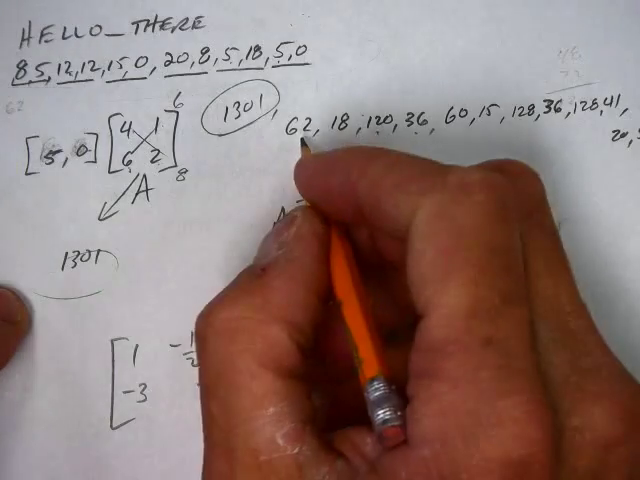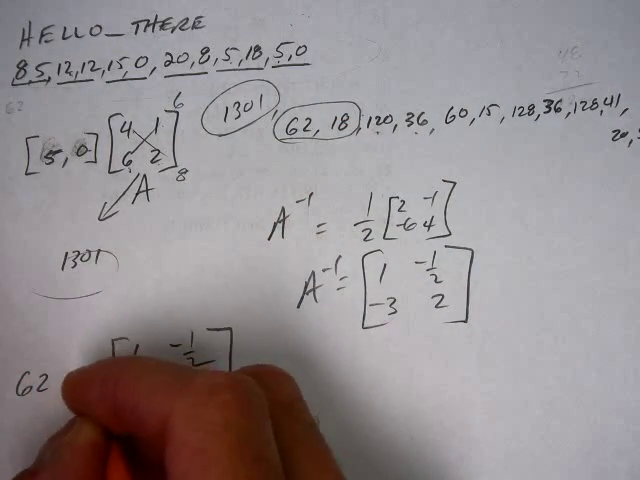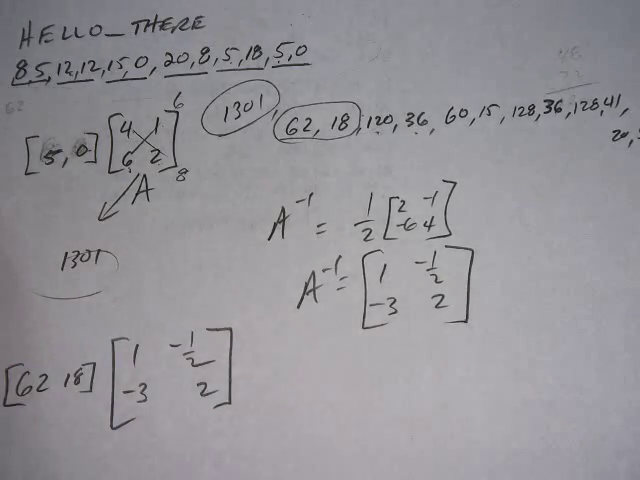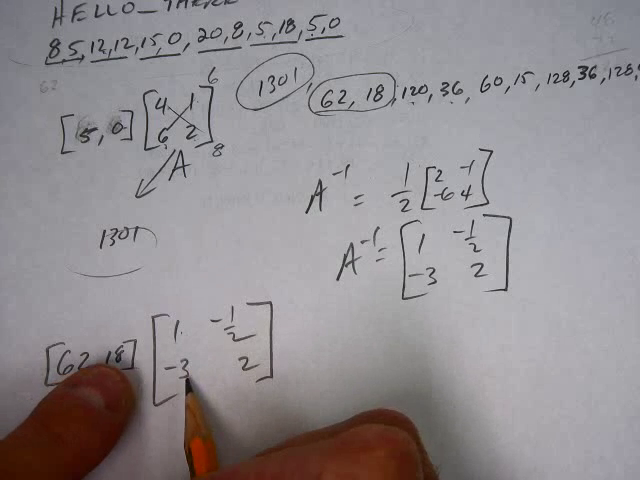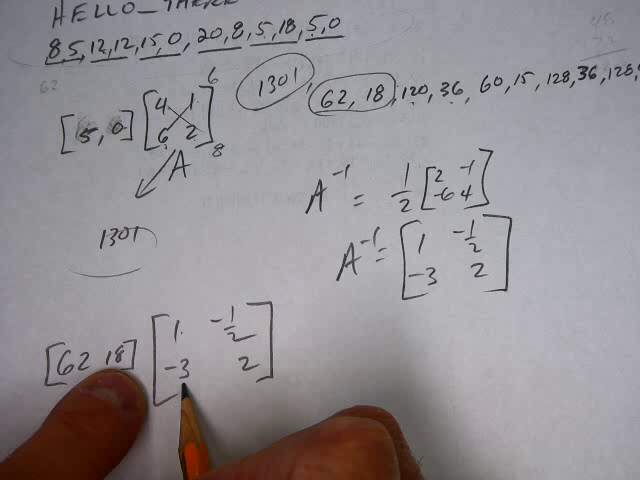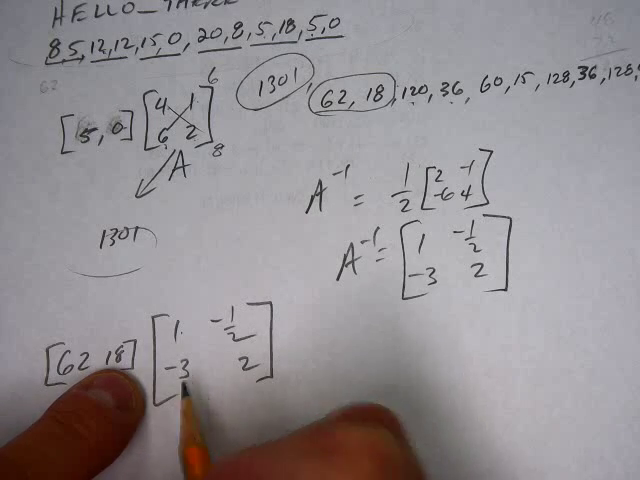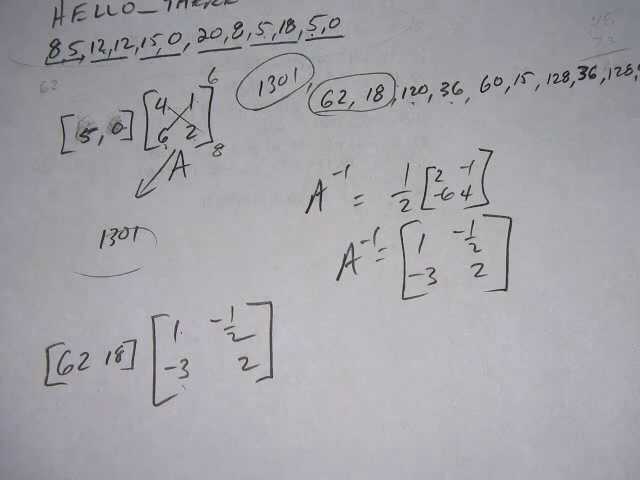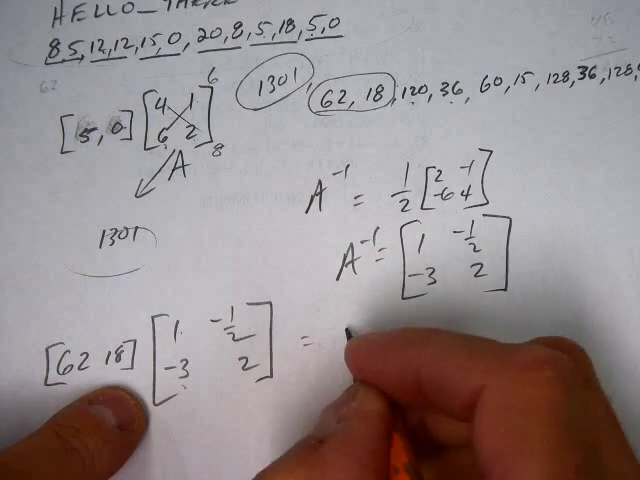Well, you'll take this 6218, and we're going to multiply it like this. And then what we get is 62 minus 48. Uh-oh. 62 minus, I'm sorry. Whoa. Did we screw up something? Is 3 times 8? Oh, 54. 62 minus 54 gives me 8.